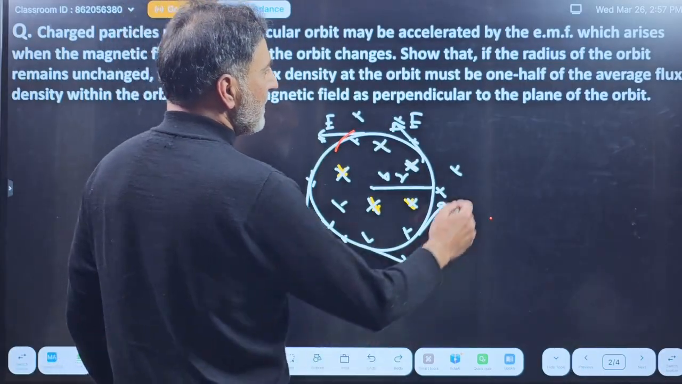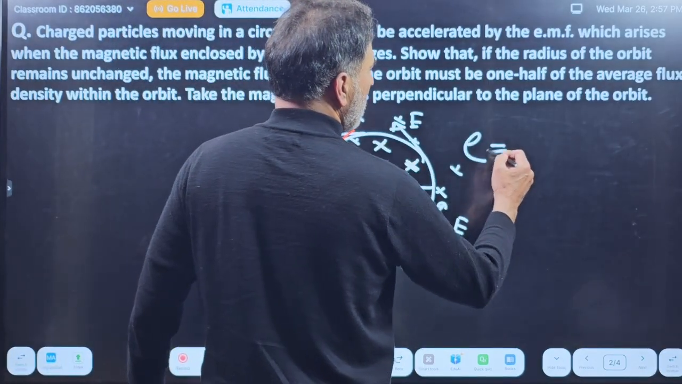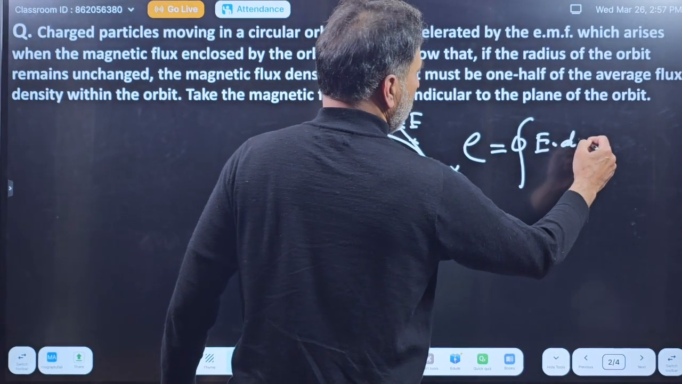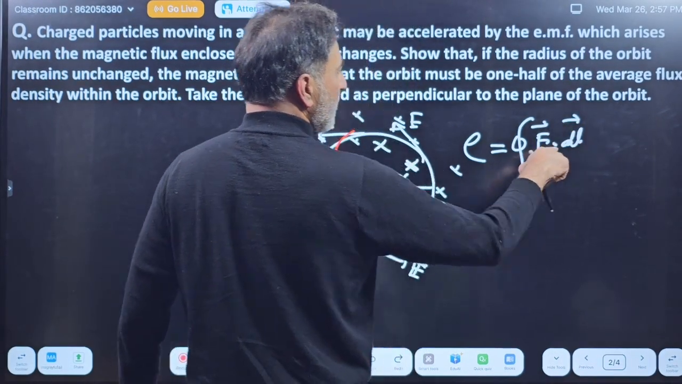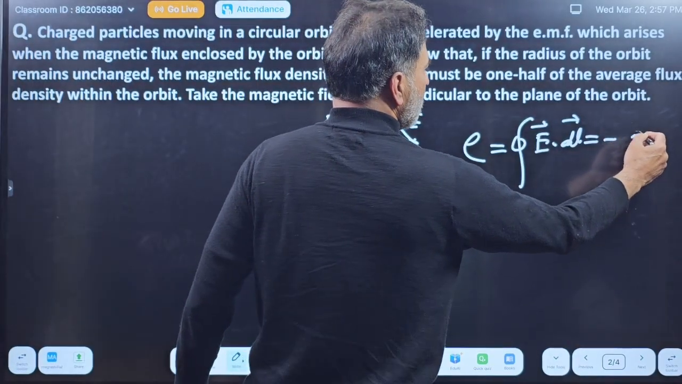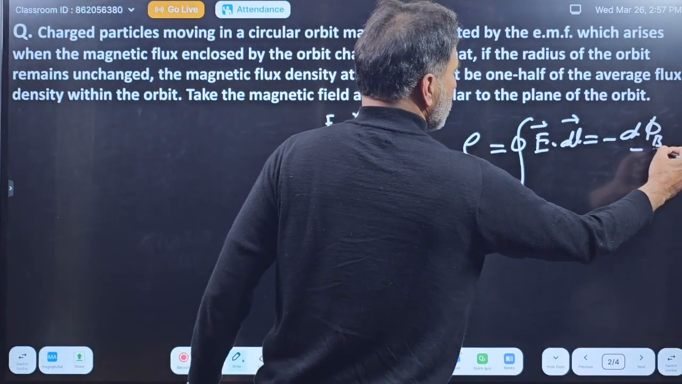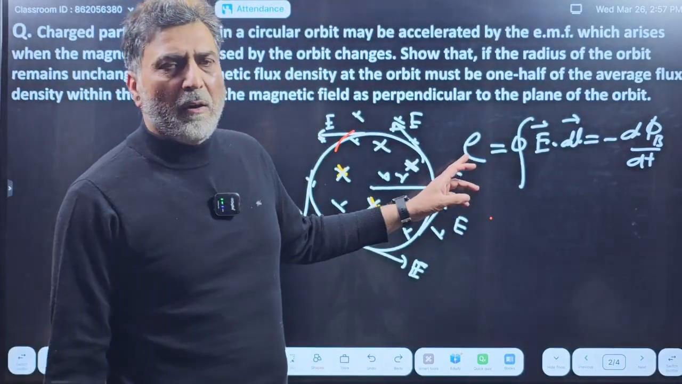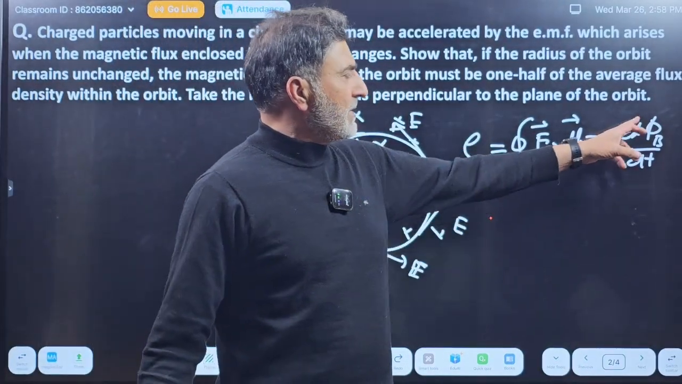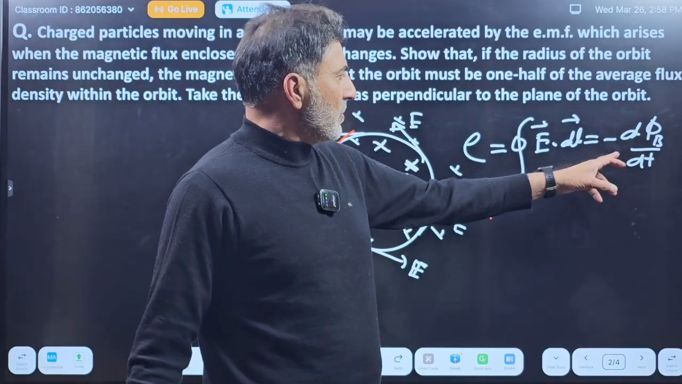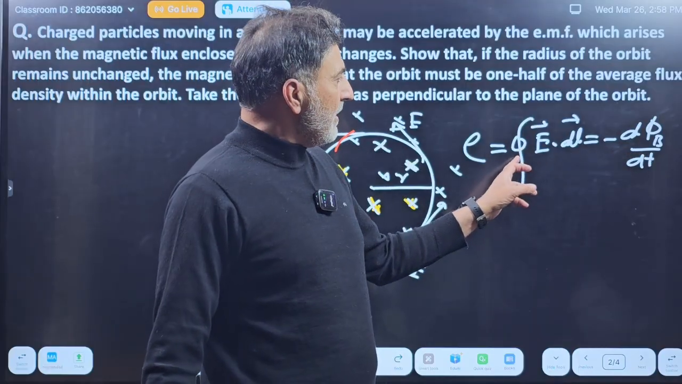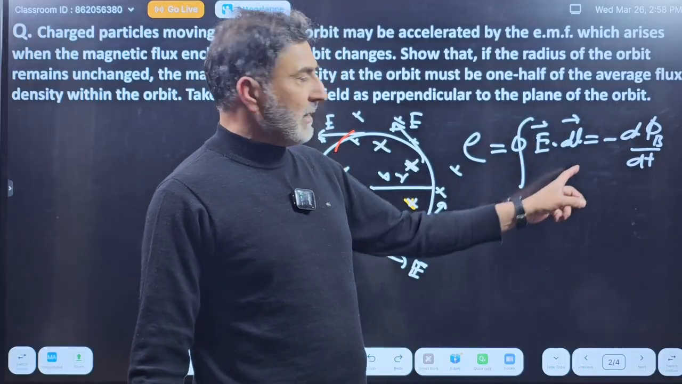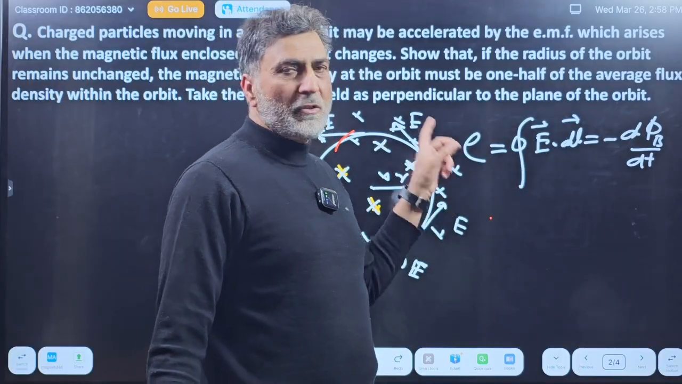The equation is like this. Induced EMF is equal to, as you know, the integration of E dot dl, the integration of electric field over the path, and that is equal to minus d phi B by dt. This is the rule. Generally we say induced EMF is equal to minus d phi by dt, which is what everybody knows. But this is also very important: the changing magnetic flux produces an electric field in circular paths, and that is equal to the induced EMF.